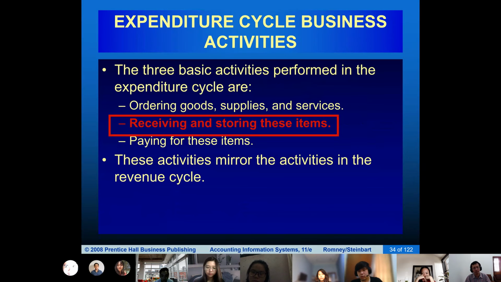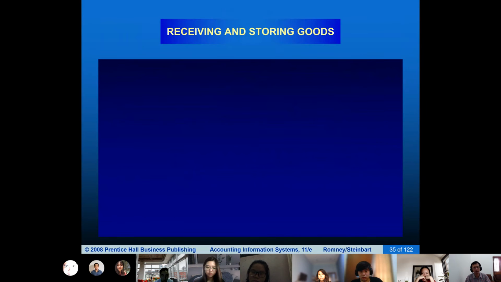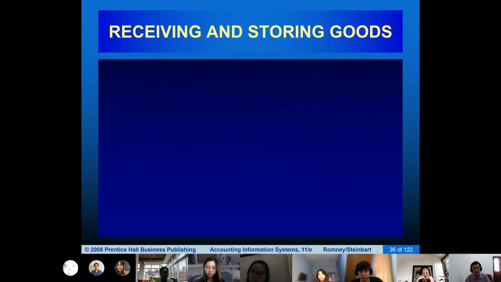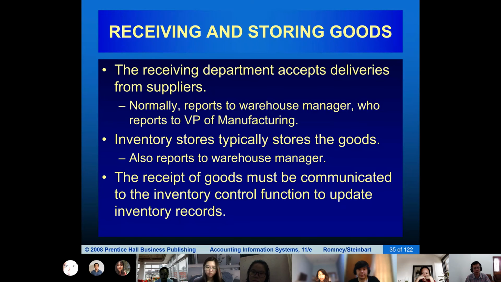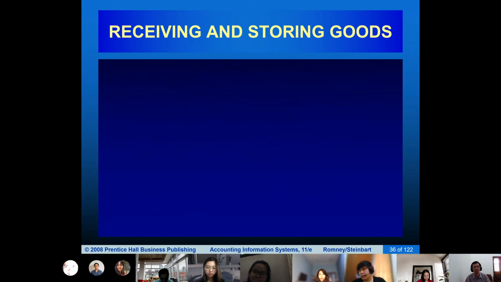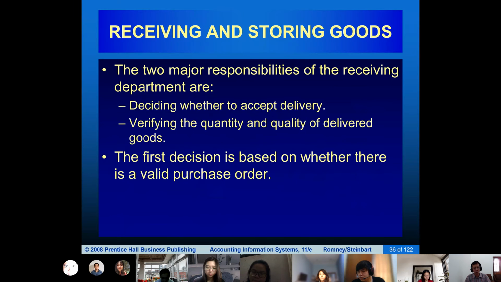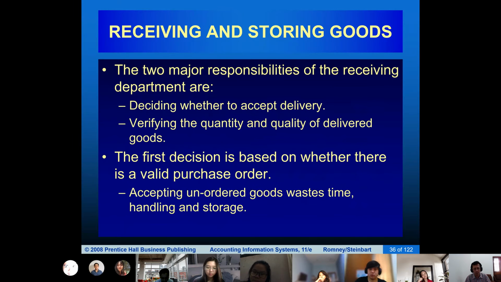Okay. And then after we order the product, the supplier will deliver the product, and it will be received by the receiving department and will be stored in the warehouse. The receiving department will have two responsibilities: deciding whether to accept delivery of the product or not, and then, if they decide to accept the delivery, verifying the quantity and quality of products.